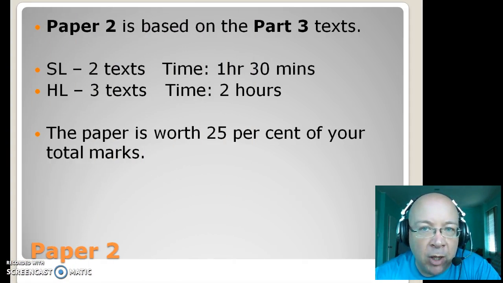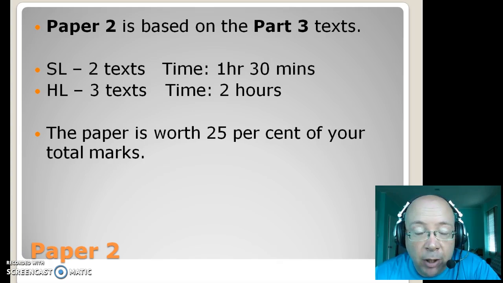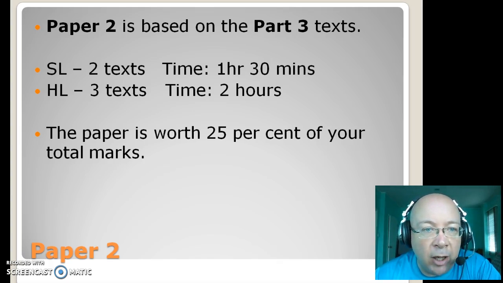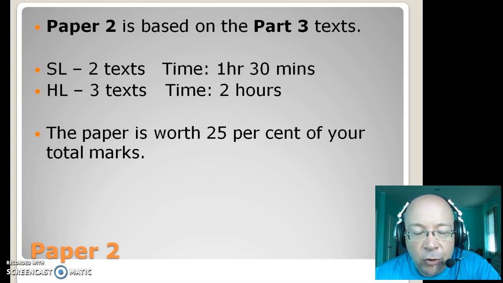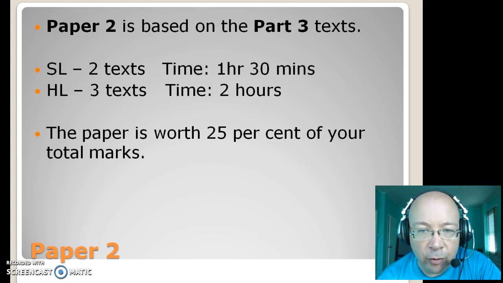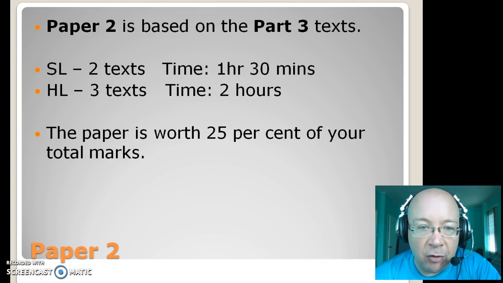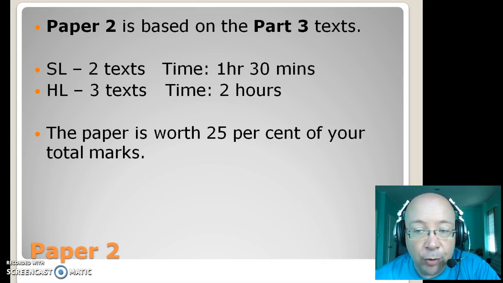As you can see here, this is based on part 3 of the course. Higher level, as I said, uses three texts, and the exam time is 2 hours. Standard level only have two texts to look at, and the exam time is 1 hour, 30 minutes. And overall, this is worth 25% of your total score, so it's the joint biggest score for a single assessment. I would say also, arguably, I think it's probably the toughest assessment, so it's worth really preparing for.